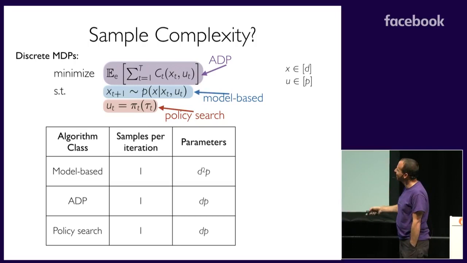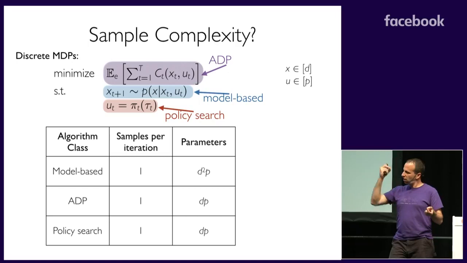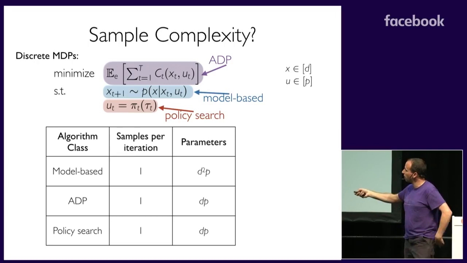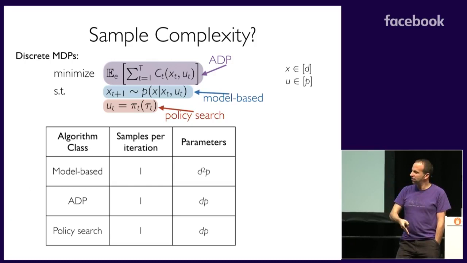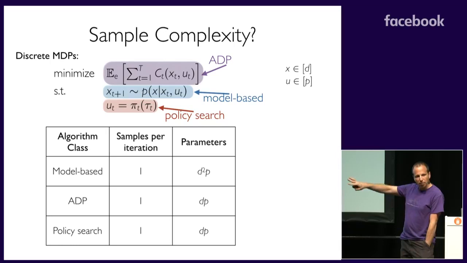For approximate dynamic programming, we need a Q function. The Q function takes a state and an action, so it has d times p parameters. And policy search? For every state, it gives you an action, so that would also have d times p parameters. This is not parametric. This is just trying to write down what those mappings might look like.